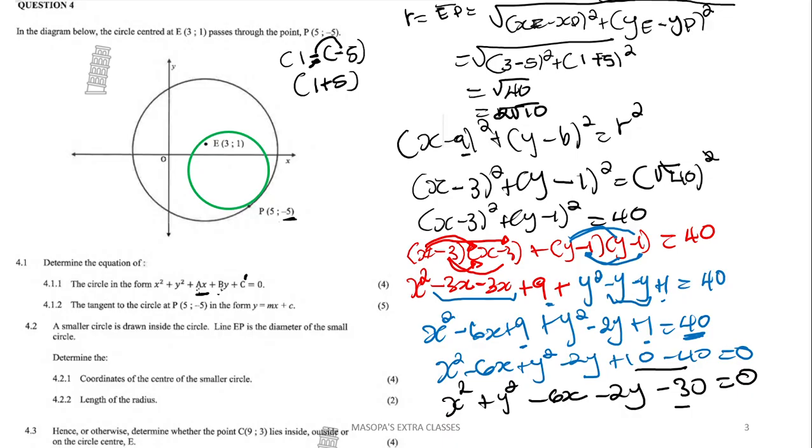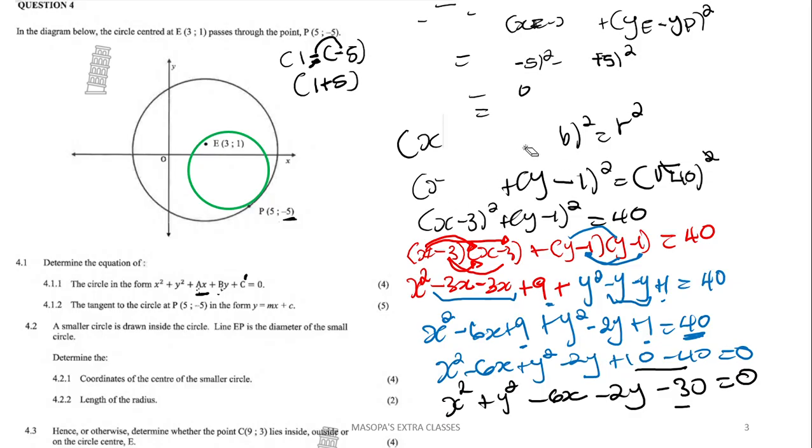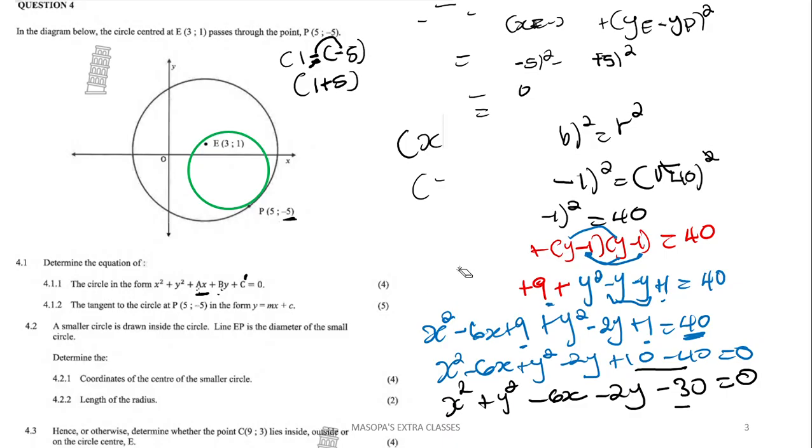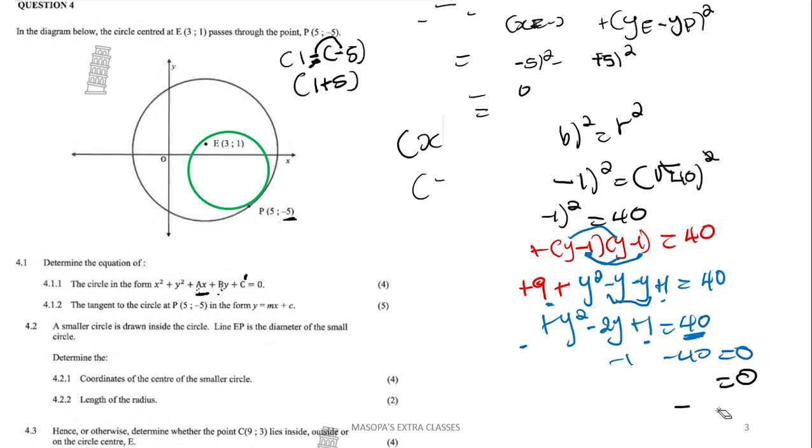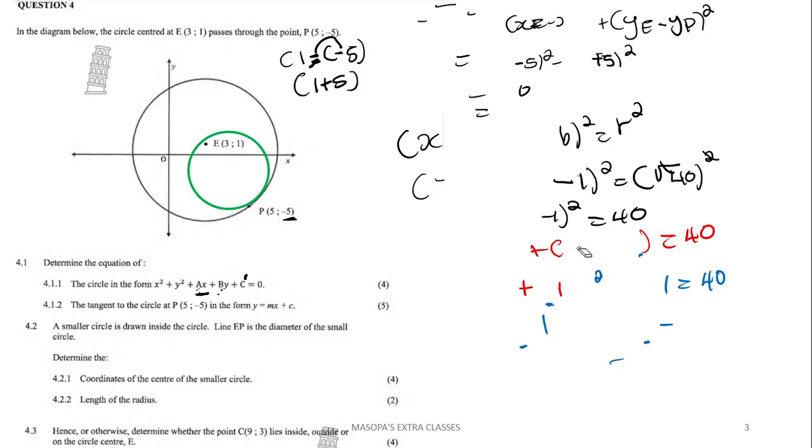So let's look at 4.1.2. Now we have a tangent there. We must determine the equation of the tangent at the circle, at a point P equal to 5 and negative 5, in the form of y is equal to mx plus c. Oops, I erased there, it's fine.